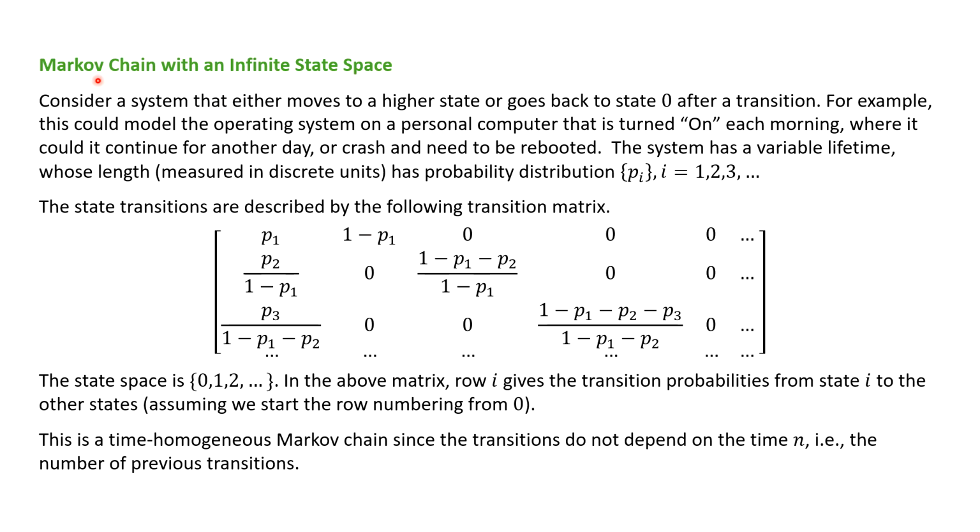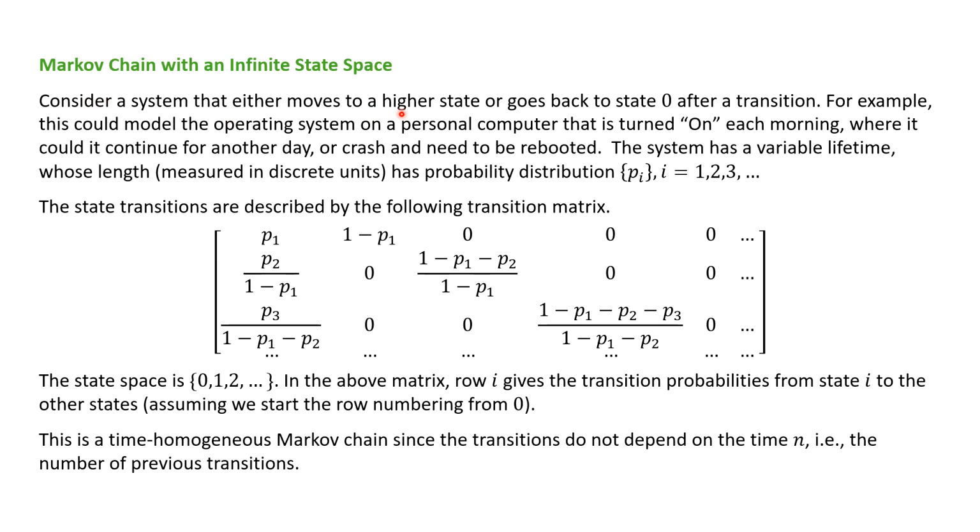I have another example here, a Markov chain with an infinite state space. It's similar to the random walk in the sense that you have a boundary at 0, but there's no boundary on the other end. You can keep running theoretically forever without hitting another barrier. So let's take a look at the example.